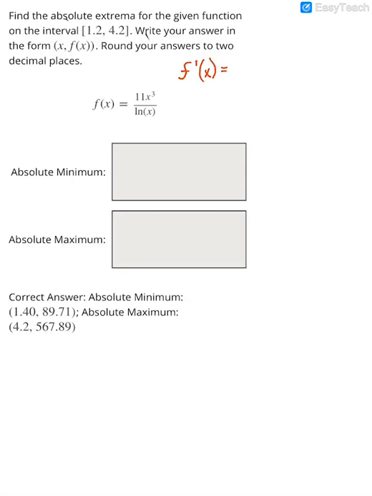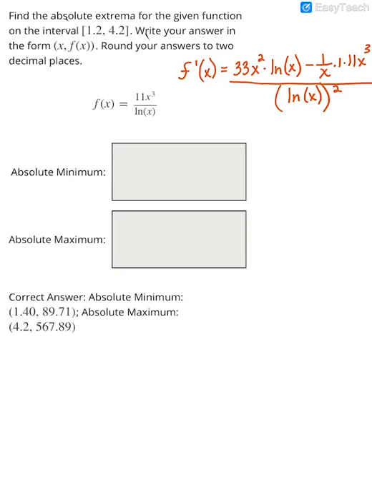With the quotient rule, I take the derivative of the top, which will become 33x squared, multiplied by the function on bottom. And then I have to subtract the derivative of the bottom. Since that's where my natural log is, the derivative of natural log of x will be 1 over x times the derivative of x, which would be just 1, and then times the top, which would be 11x cubed, and then the whole thing is divided by the bottom function squared.